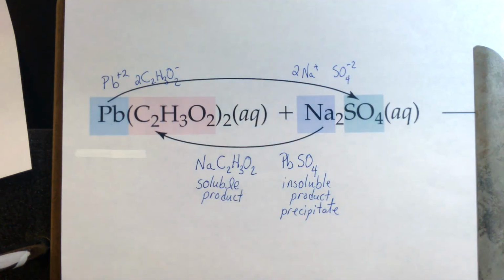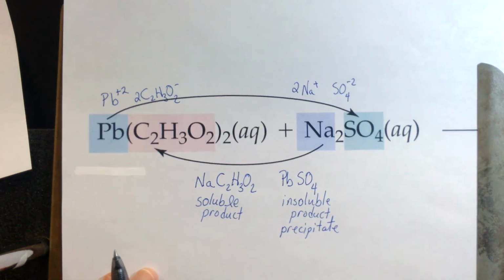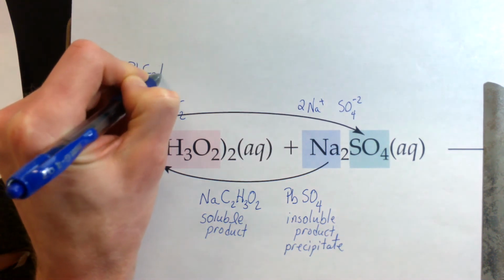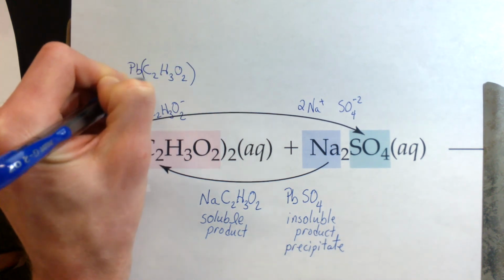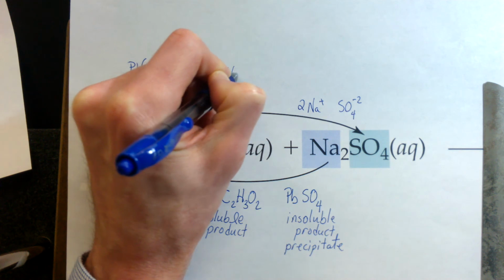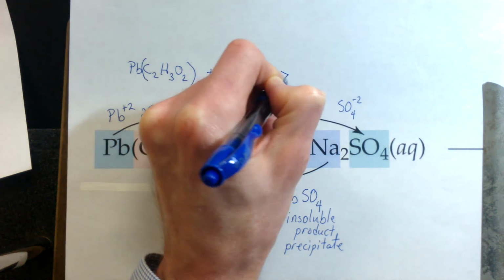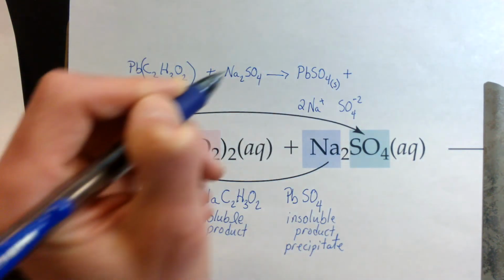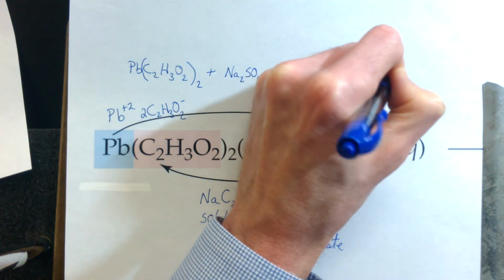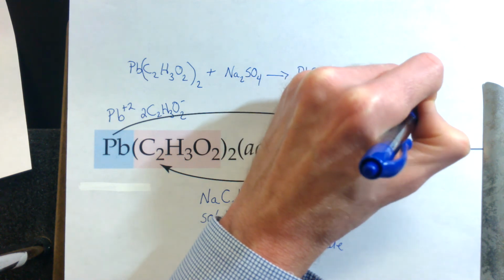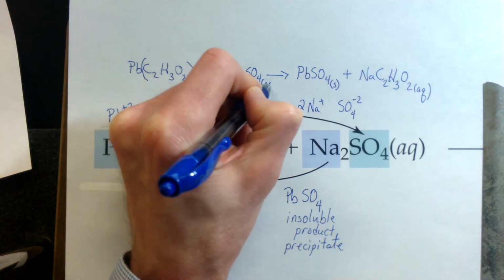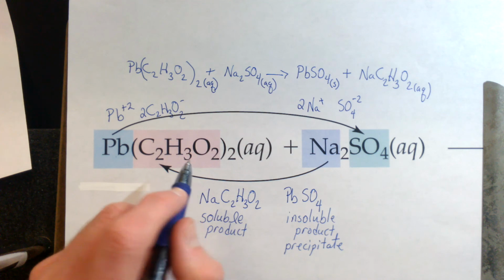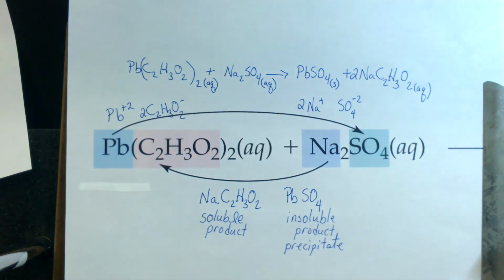So if we wanted to write the equation here for this reaction, we would have lead 2 acetate plus sodium sulfate yields PbSO4. This was our precipitate, our solid, and then the sodium acetate is still in aqueous form. It is still aqueous. And if we notice here as well, this equation is not balanced. So we need to put a 2 right here to balance the equation.